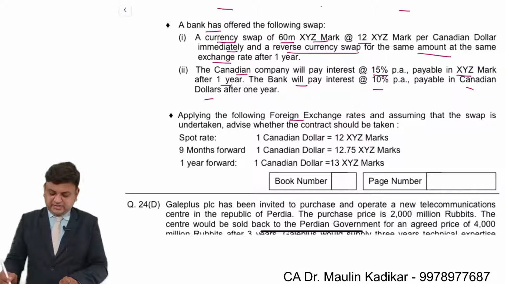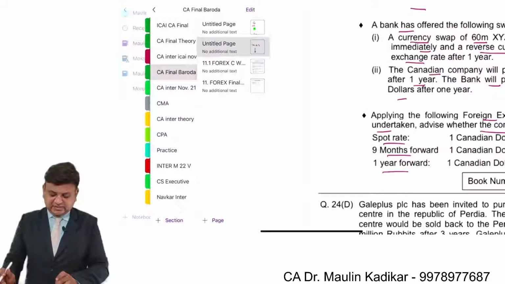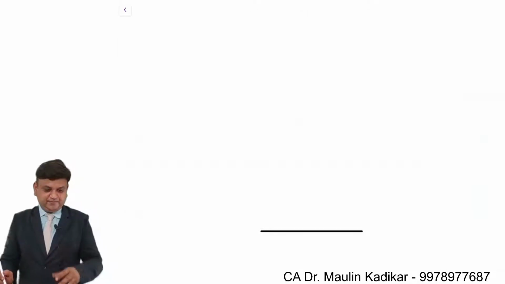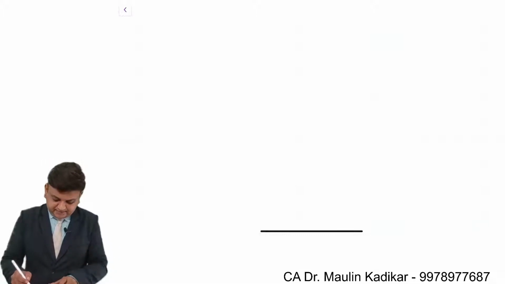Applying the following foreign exchange rates and assuming the swap is undertaken, advise whether the contract should be undertaken. The spot rate is given, the 9 months forward rate, and the 1 year forward exchange rate are given. So let us see how to make the calculation of the answer. Write down the answer along with me.